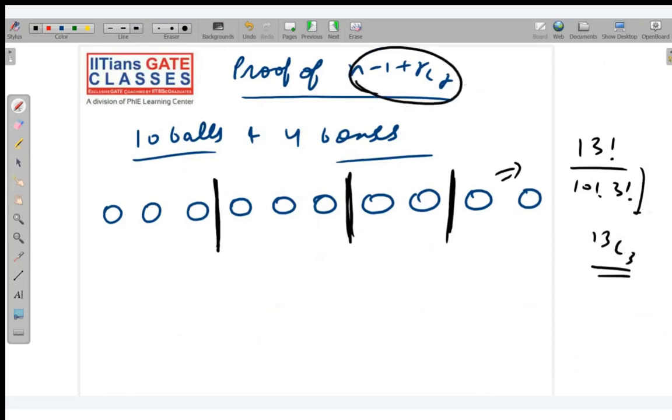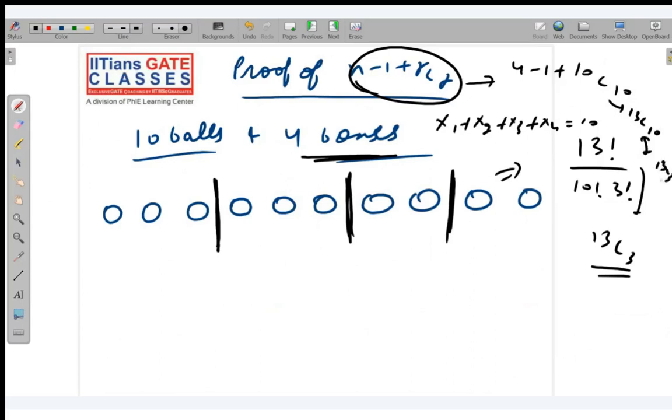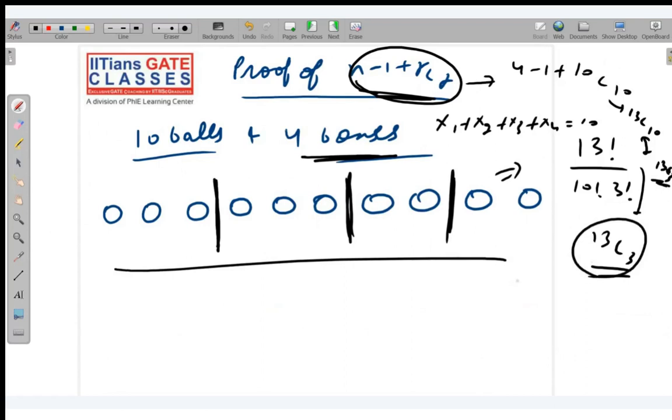And what is n minus 1 plus r C r giving us? What is n here? 4 boxes are there, right? So I should write the equation x1 plus x2 plus x3 plus x4 equals 10. So what is n here? Number of variables is 4, 4 minus 1 plus r, which is 10, C 10. So it is giving us 13C10, and that is nothing but 13C3. So this is the proof of why n minus 1 plus r C r works. From the identical balls in boxes problem, we have proved this formula. The same answer 13C3 is coming. I hope it's clear to everyone.